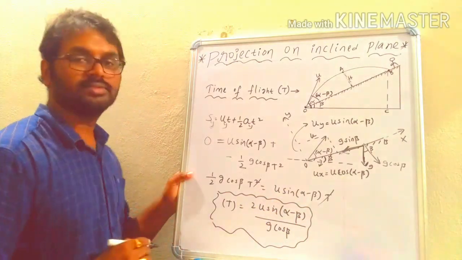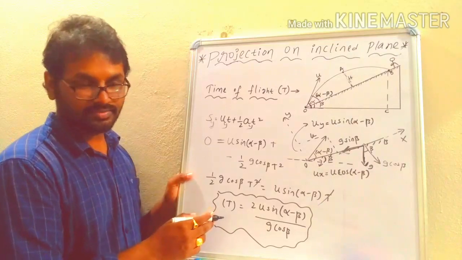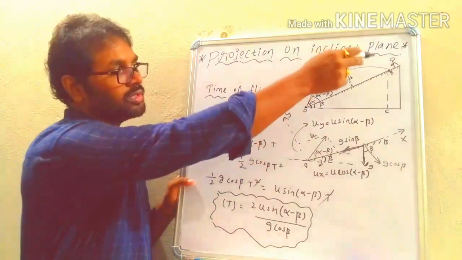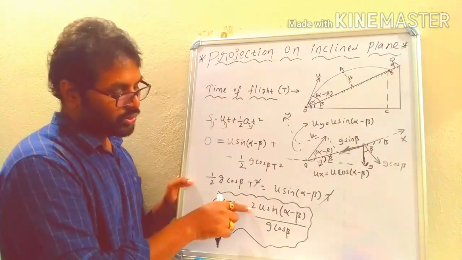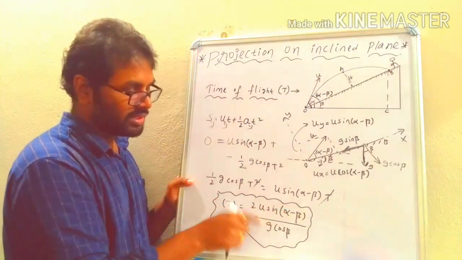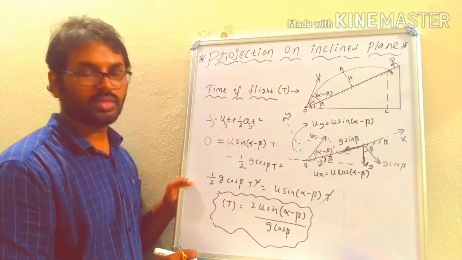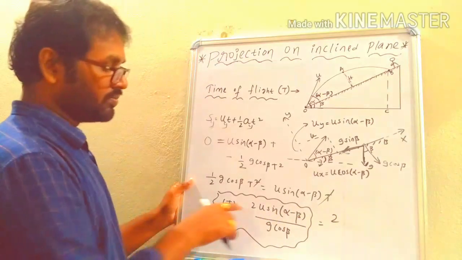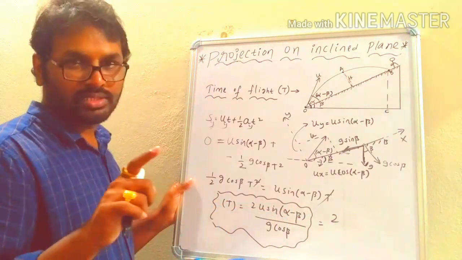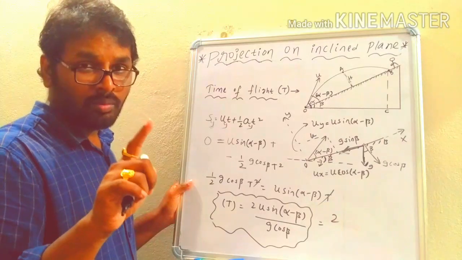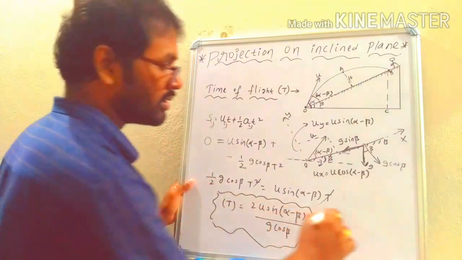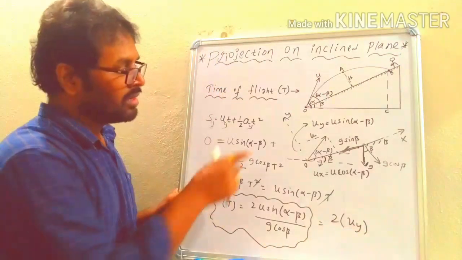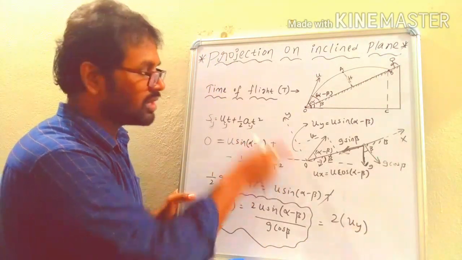The first part, T, time of flight: the time taken by the projectile to go from O to the point B, 2u sine alpha minus beta by g cos beta. This can also be represented as 2 into u sine alpha minus beta, which is the vertical component of velocity at the starting point. We can write it as Uy. Is it right? Yes, Uy is the initial component of velocity along the y-axis.